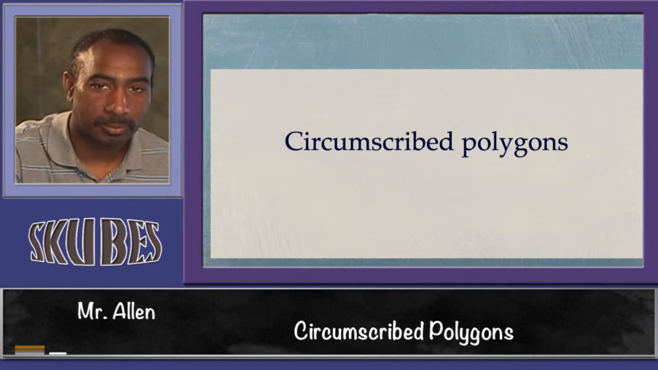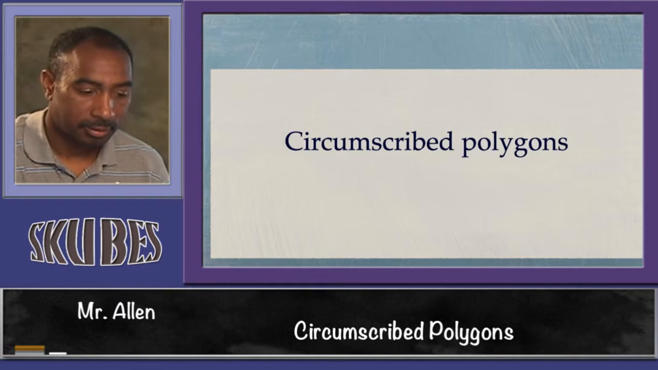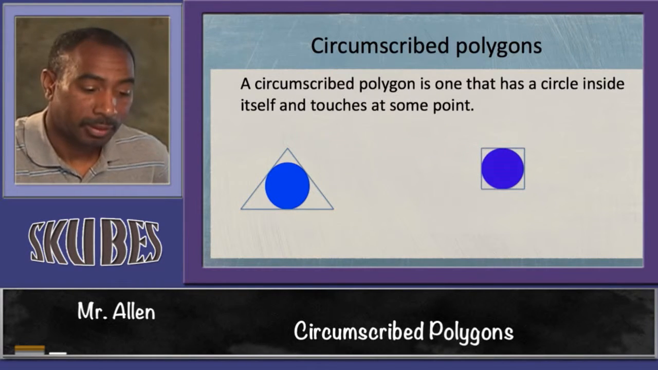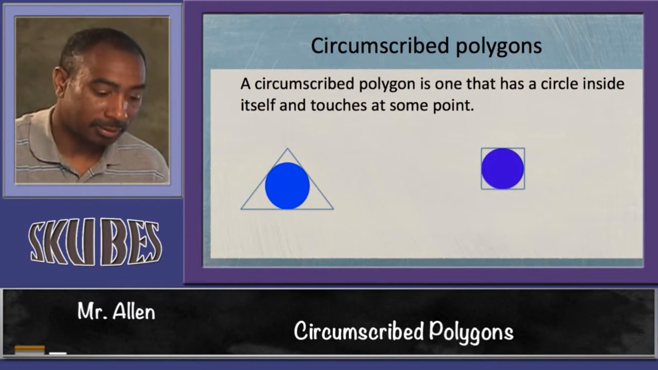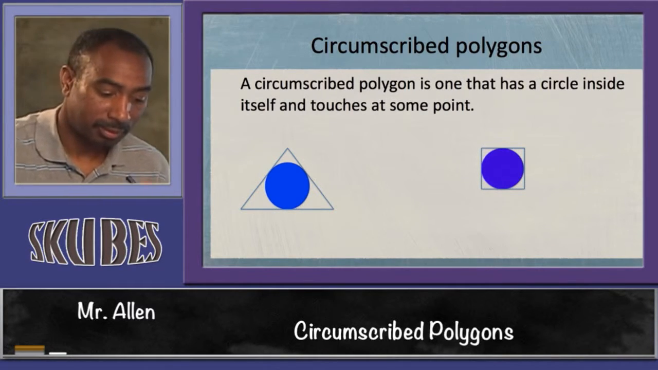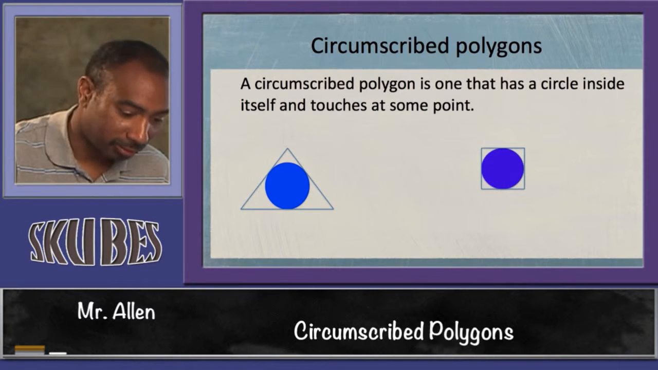Today's lesson is on circumscribed polygons. Let's start with the definition. A circumscribed polygon is one that has a circle inside itself and touches at all points. For example, you have the triangle, and it touches at these 3 points.